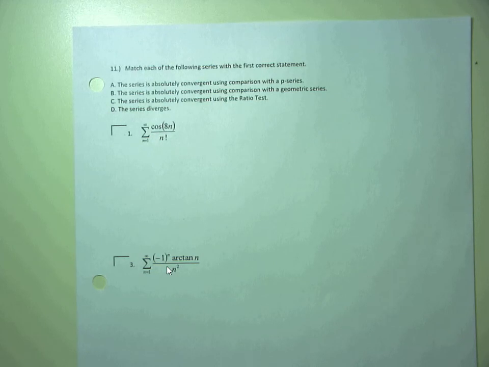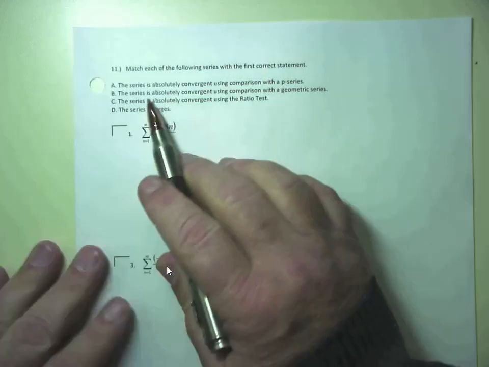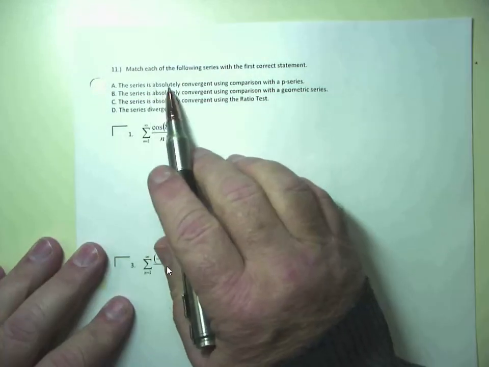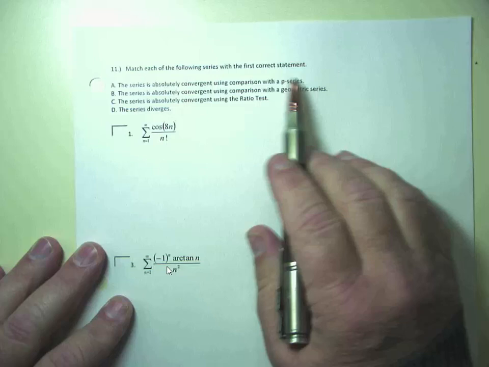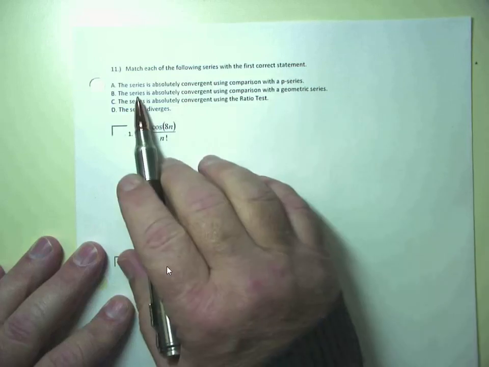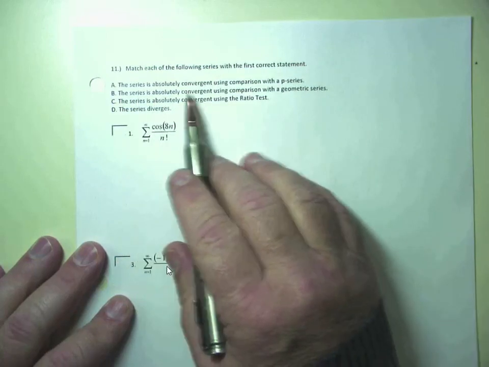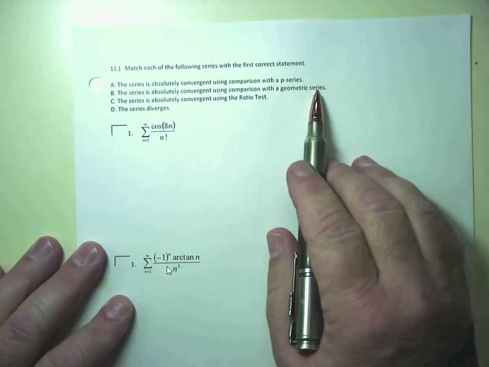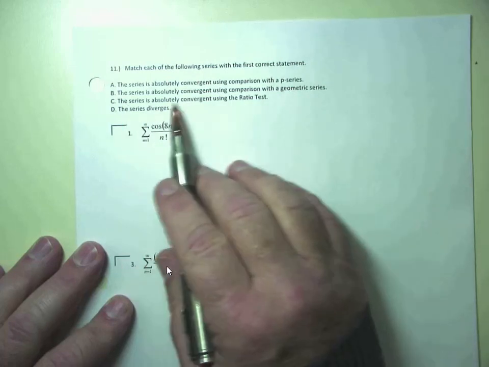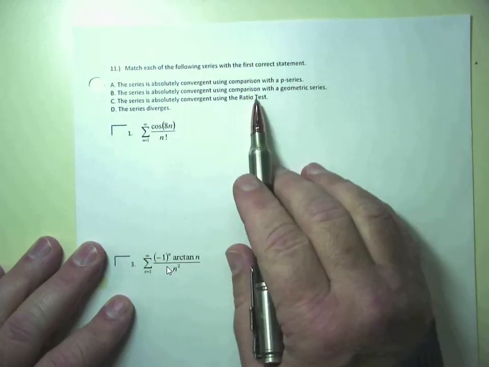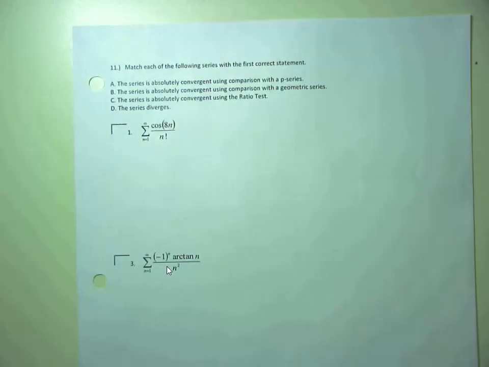Match each of the following series with the first correct statement. Once again, we know there's more than one answer, so we have to go with the first correct statement. The first statement is the series is absolutely convergent by comparing it to a p-series. The second is absolutely convergent by comparing it to a geometric series. The third is absolutely convergent by using the ratio test. And the fourth says it diverges. So this is really knowing your series.